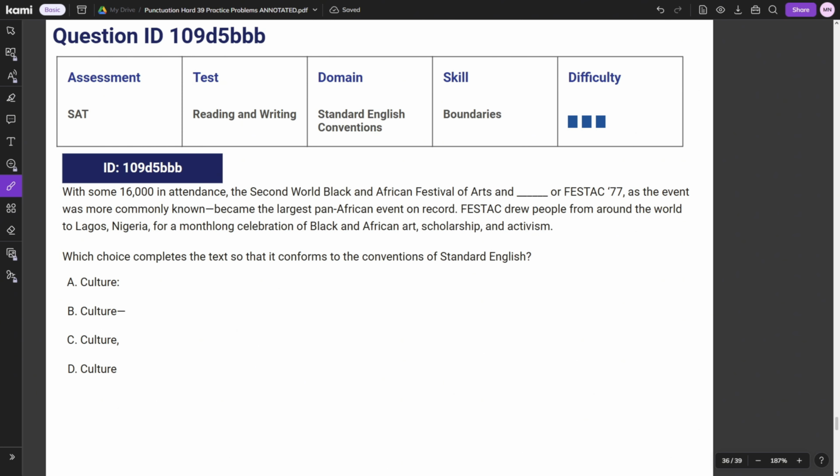Question number 36, let's look at answer choices. So here we have a colon and a dash, and like I've been saying, those are most likely going to be our answer. So first things first, let's plug in A. Alright, I went ahead and plugged in A.